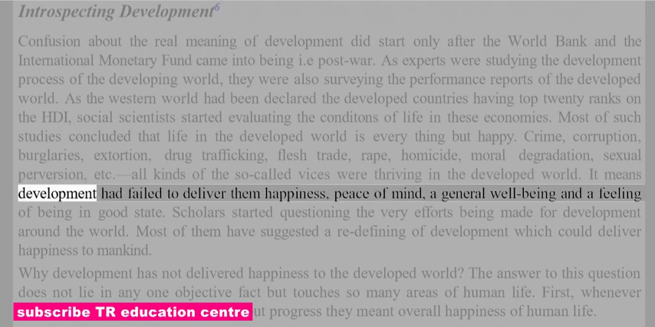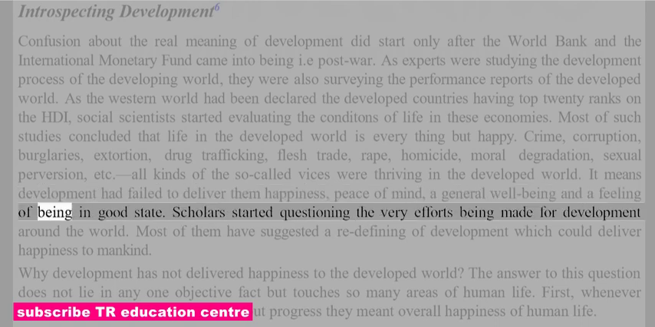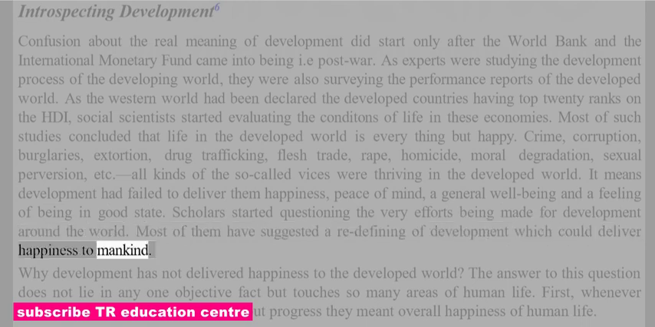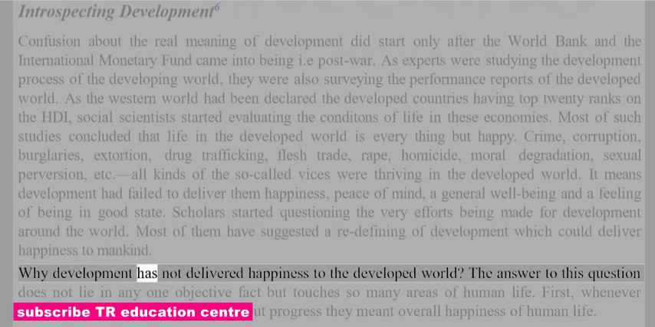All kinds of the so-called vices were thriving in the developed world. It means development had failed to deliver them happiness, peace of mind, a general well-being, and a feeling of being in a good state. Scholars started questioning the very efforts being made for development around the world. Most of them have suggested a redefining of development which could deliver happiness to mankind. Why has development not delivered happiness to the developed world?